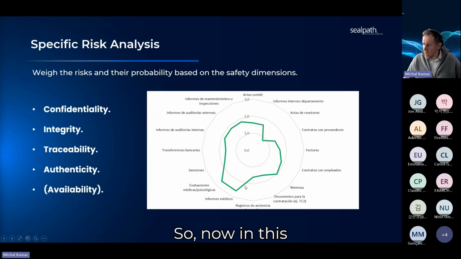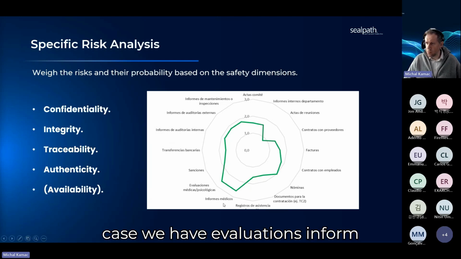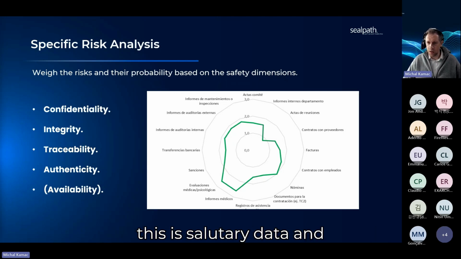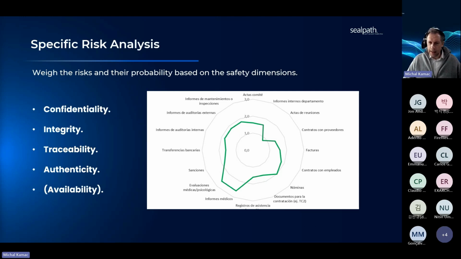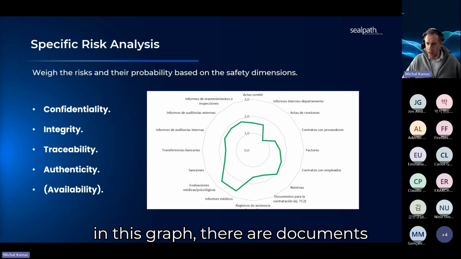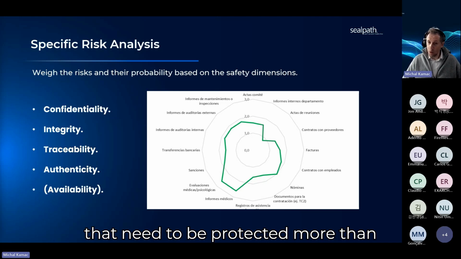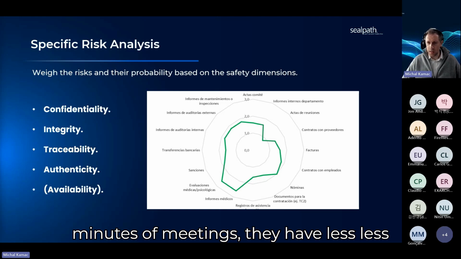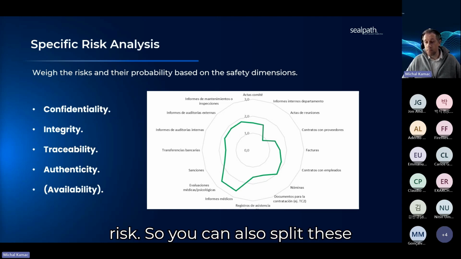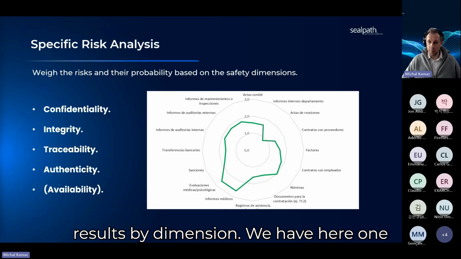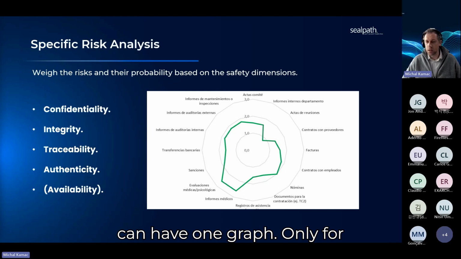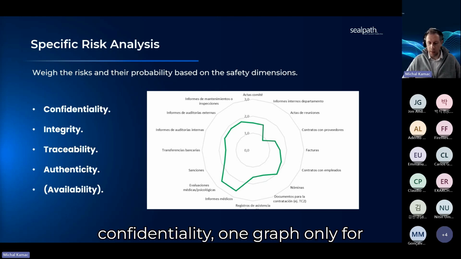So now in this case, we have evaluations, medical informs, medical reports, and this is salary data, and pay slips, also very sensitive. So in this graph, there are documents that need to be protected more than others. Obviously, like you see here, minutes of meetings, they have less risk. So you can also split these results by dimension. We have here one graph for all the dimensions, but you can have one graph only for confidentiality, one graph only for integrity, etc. Okay.